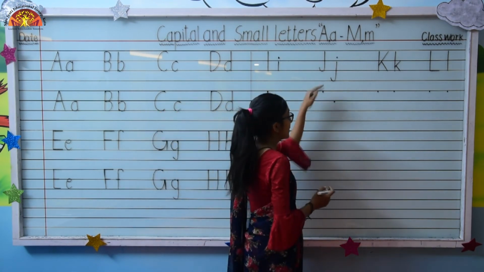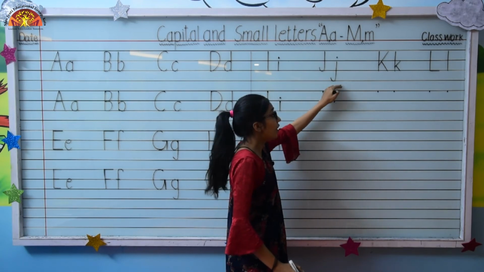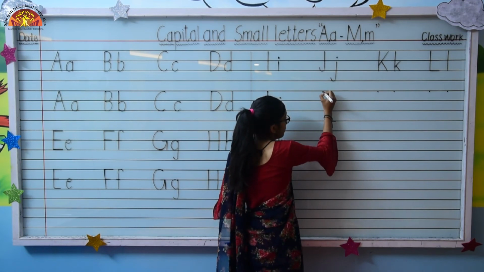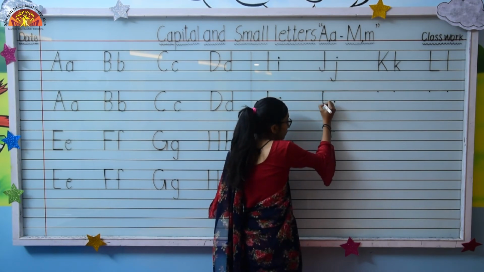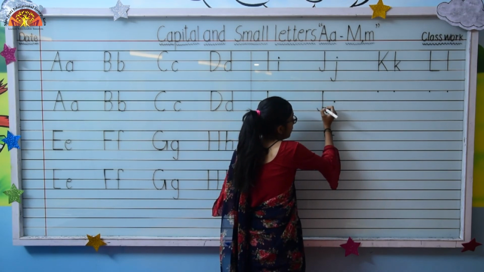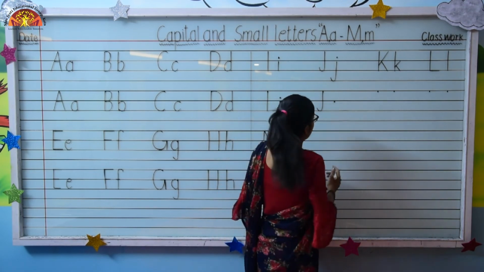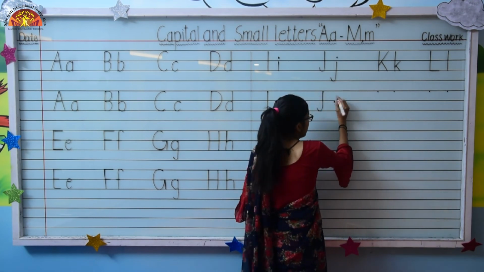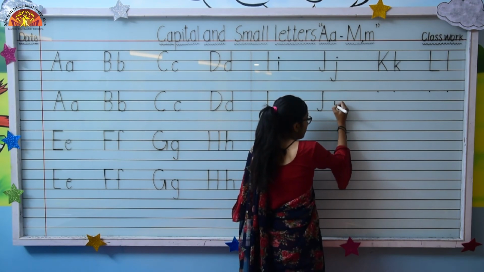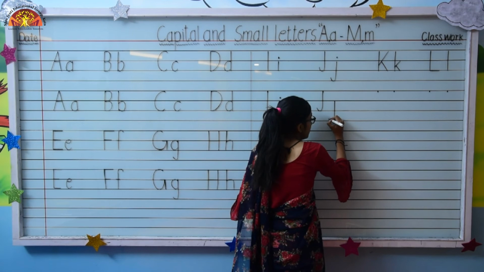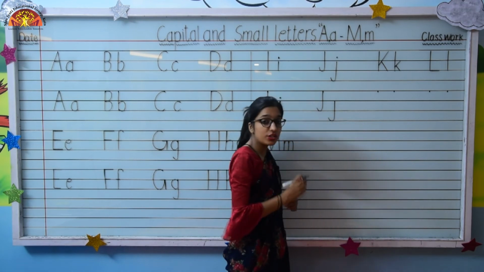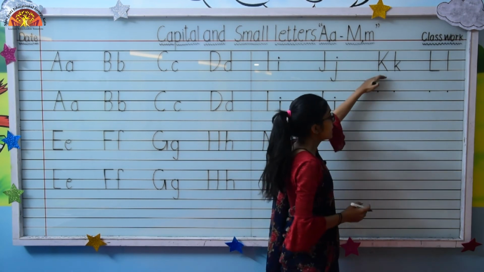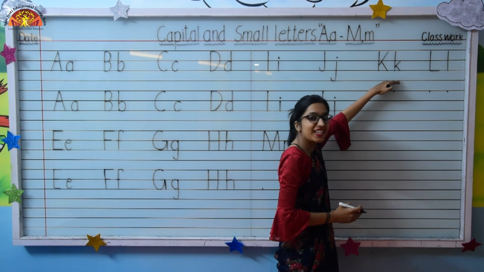Now next, this is capital letter J. This is small letter J. So first we will make capital letter J. So standing line and turn. Okay. Again now we have to make small letter J. So kids, standing line and turn like this and make a dot on it like this.